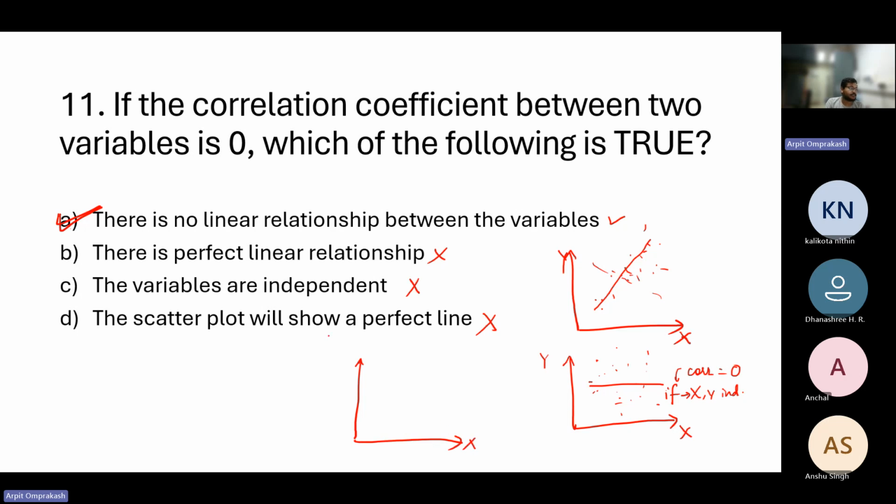For example, we have X and Y, and let's say our points are distributed somewhat like this. In this case also, if you calculate the correlation, it will turn out to be 0, because if you take the mean and take the distances from the mean, it will cancel out in each direction, right? So the correlation again will be 0, but X and Y are not independent here.